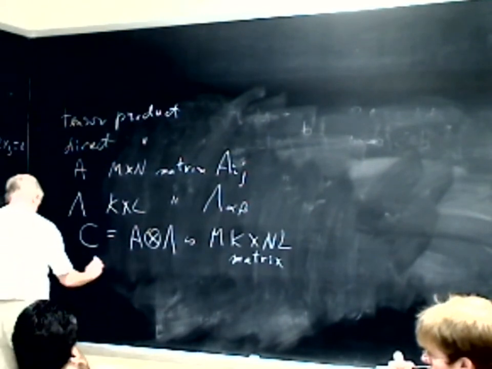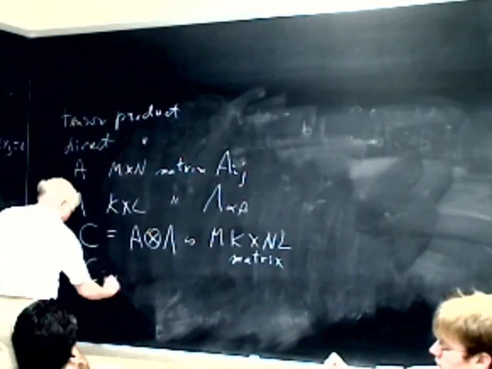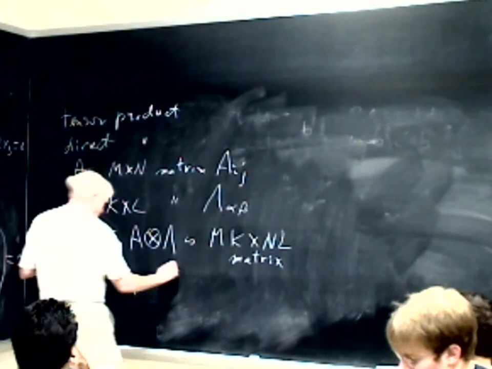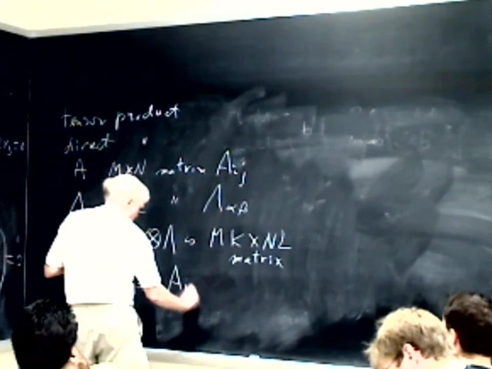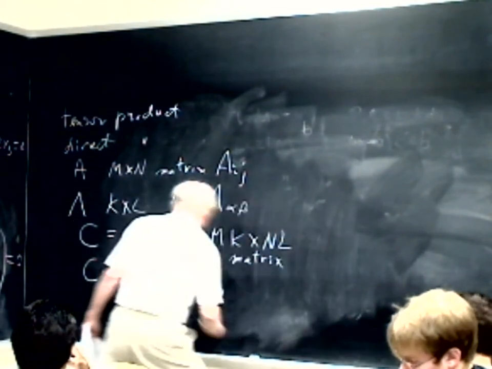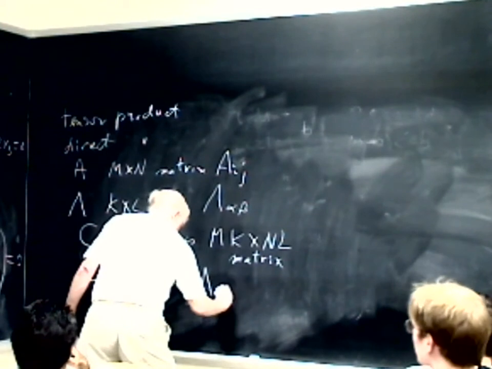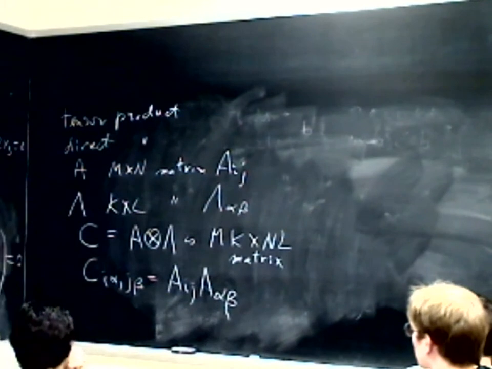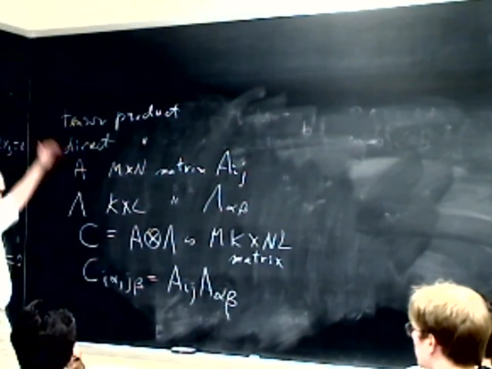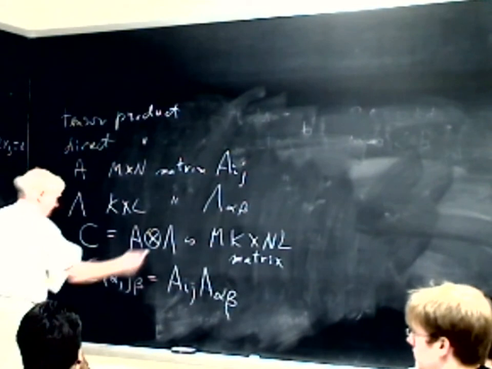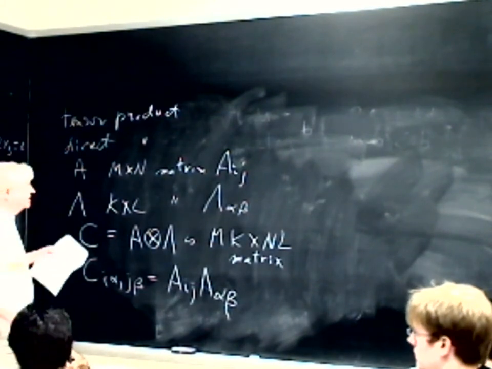With elements C_{iα,jβ} equal to A_{ij} times Λ_{αβ}. Okay, so that's how it is. And now what does this direct product matrix do on some vector?